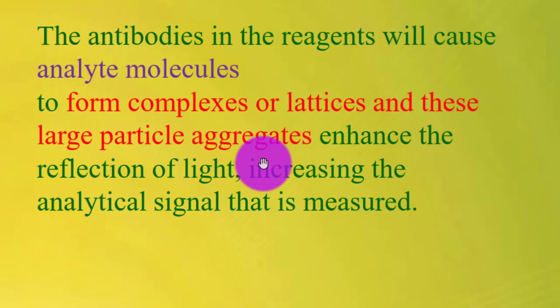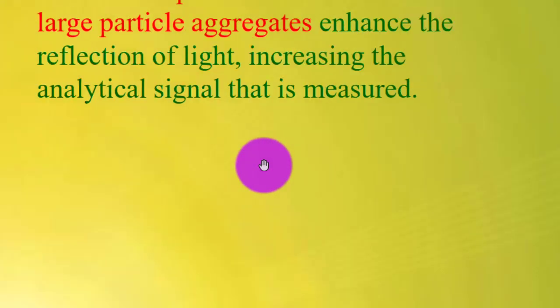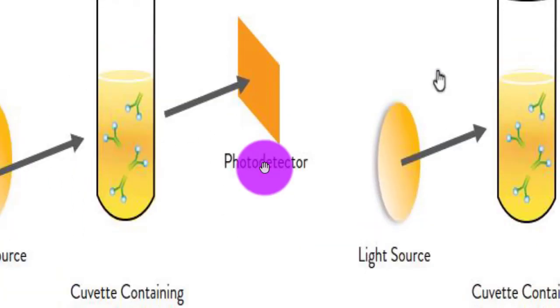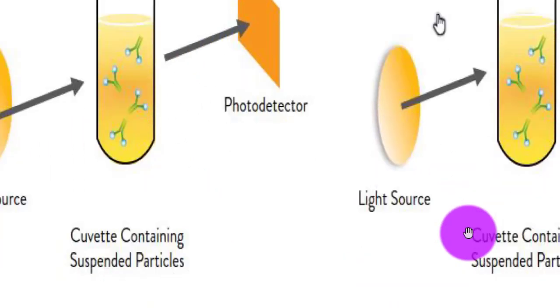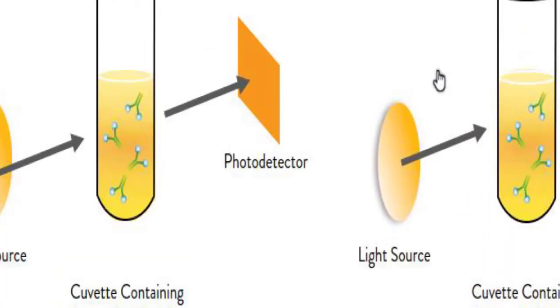The antibodies in the reagent will cause analyte molecules to form complexes or lattices, and these large particle aggregates enhance the reflection of light, increasing the analytical signal that is measured. This is turbidimetry: the light source, the cuvette containing the suspended particles, and the photodetector. Here, nephelometry: the light source and the cavity containing suspended particles. This is the photodetector.